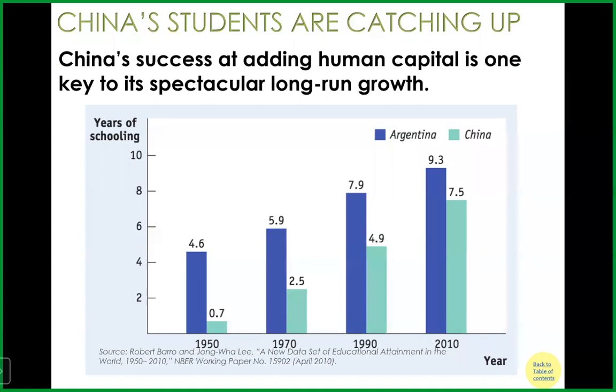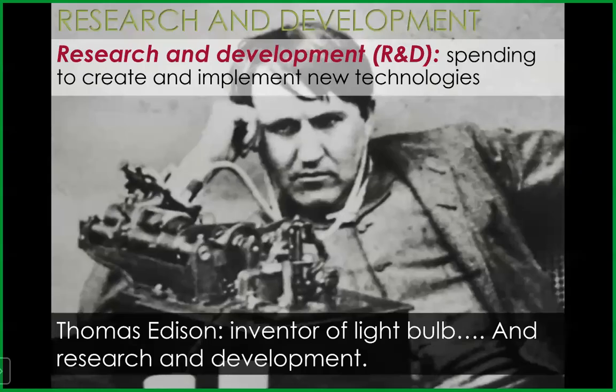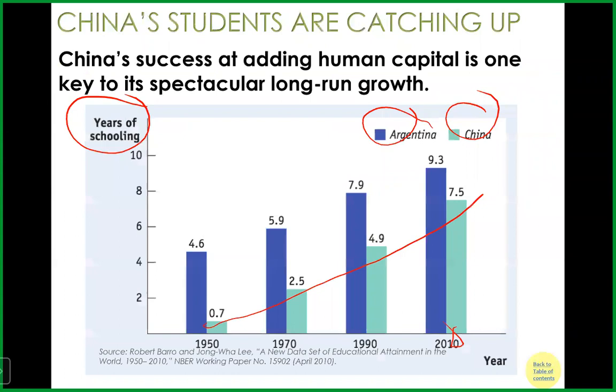Now, this slide will show you what explains the difference in growth, right? We're comparing Argentina and China, okay? And from here it is very clear that China is catching up in terms of what? Years of schooling. What does that matter for? Let's go to previous slides if you don't remember. Human capital, right? So clearly China is picking up. Not only do they have high saving and investment spending, they also have rapid growth in human capital. Let's see how they compare to Argentina, right?